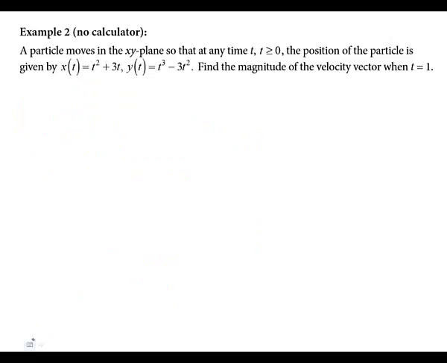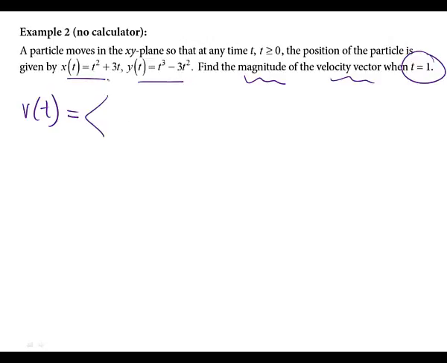A particle moves in the xy plane, so this is our second one. You'll notice it says no calculator. So that at any time t is greater than 0, the position of the particle is given by x of t and y of t. It wants us to find the magnitude of the velocity vector when t equals 1. Right. So first thing I got to do is find the velocity vector. So what do I have to do to get velocity vector? Derivative. Okay, so what's the derivative of the x component? 2t plus 3. What's the derivative of the y component?